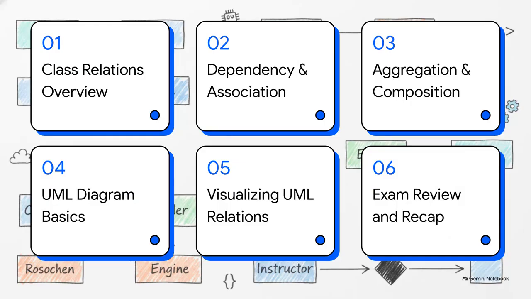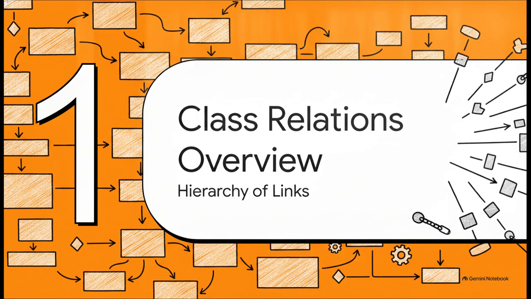So, here's our roadmap for the explainer. We're going to kick things off with a class relationship overview, then examine dependency and association, followed by aggregation and composition. After that, we'll dive right into UML diagram basics and visualizing those UML relationships, and finally, we'll wrap the whole thing up with a solid exam review and recap. Okay, let's dive into this.